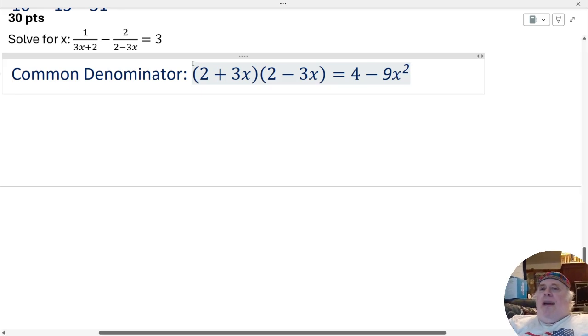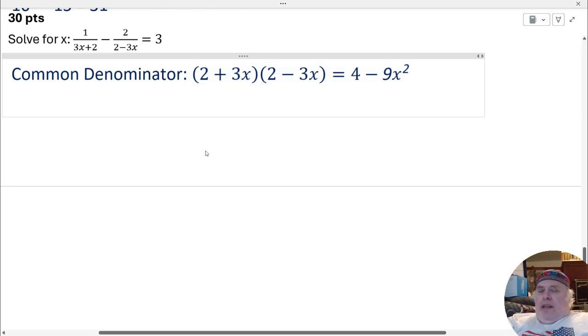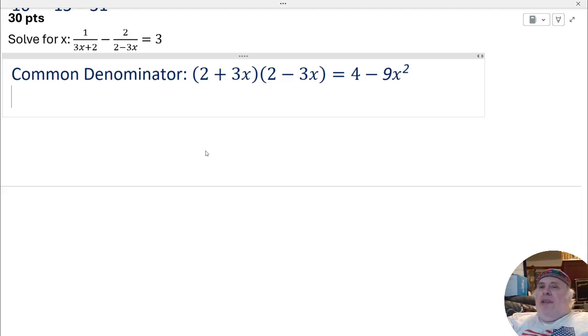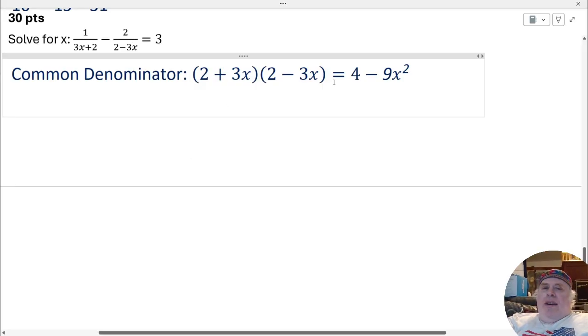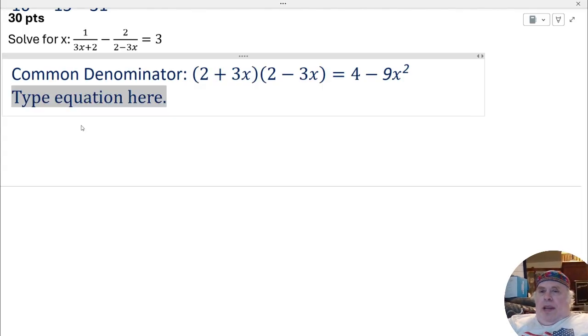Now I'm going to multiply everything here by either this product or the other, to turn this into a not-fraction problem. So that's what we're going to do. We're going to multiply each side by this product. So I'm going to build this one now.